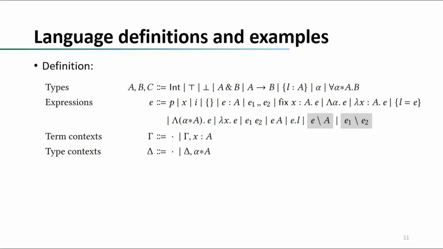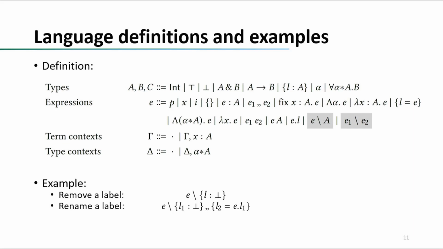Let's take some representative examples of how to encode record operators with the new features. The first one is to remove a label, which is encoded as E minus L bottom, meaning removing all the L components inside the expression E. The second one is to rename a label, which is encoded by first removing the L1 component, then adding it back under the name L2 with the merge operator. And the last one is record overriding, which is encoded as E1 minus E2 merged with E2.